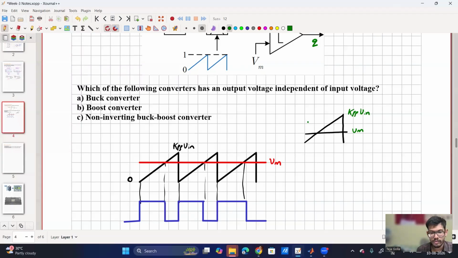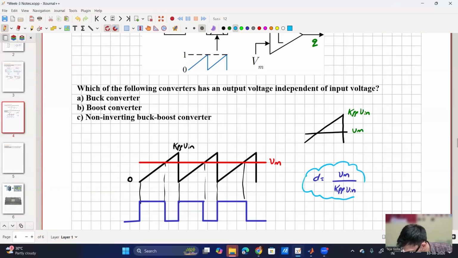1 by KFF. Vin. So this is Vin, not Vm. Okay. Vm by KFF into Vin. Very good. Vm by KFF into Vin. So we are getting a duty ratio which is dependent on Vm as well as input voltage.